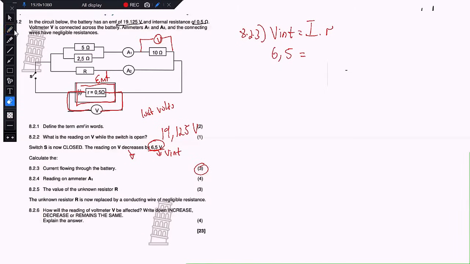Then we are looking for the current, I, and we do have the internal resistance we were given up here, 0.5. If we divide both sides by 0.5, then our current is supposed to be 13 amperes, right? So 13 amperes, correct.